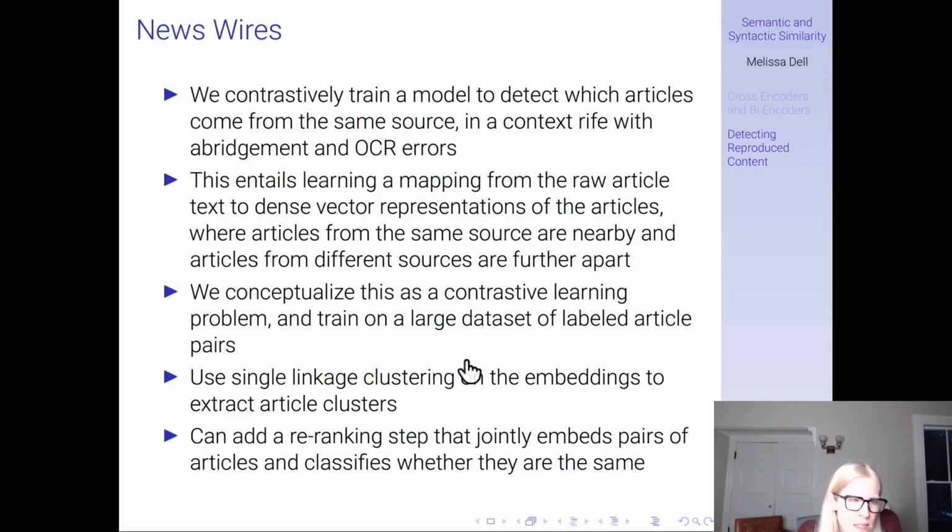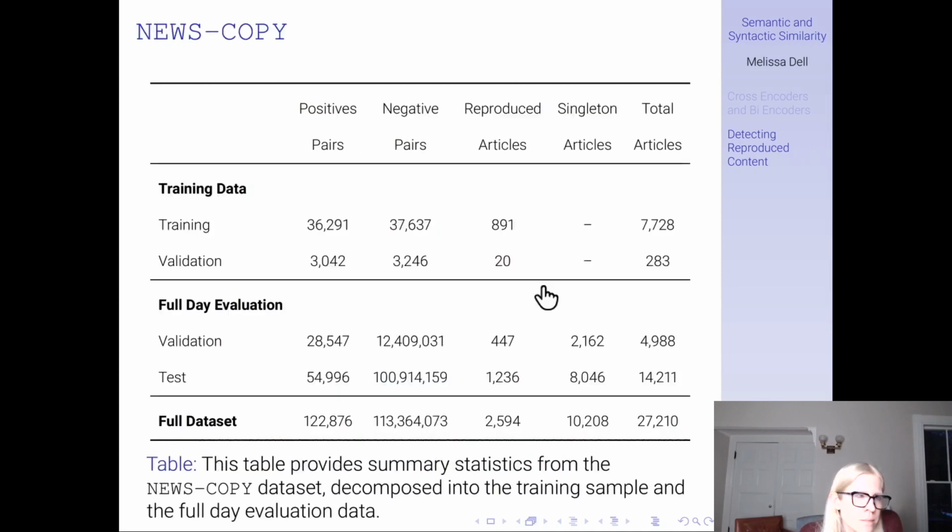So we conceptualize this as a contrastive learning problem and train on a large data set of labeled article pairs. In order to extract articles that are from the same source, we're going to use single linkage clustering on the embeddings that are produced by this contrastively trained model. There are lots of different clustering algorithms. We use single linkage clustering because it's highly scalable, whereas things like hierarchical agglomerative clustering do not scale as well. We can add a re-ranking step that jointly embeds pairs of articles and classifies whether they're the same.